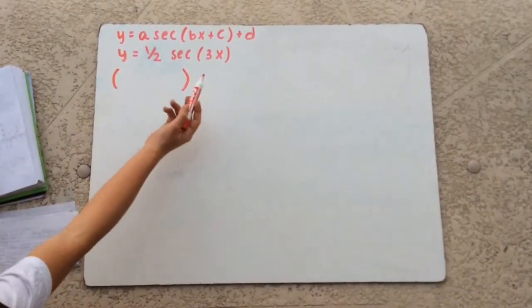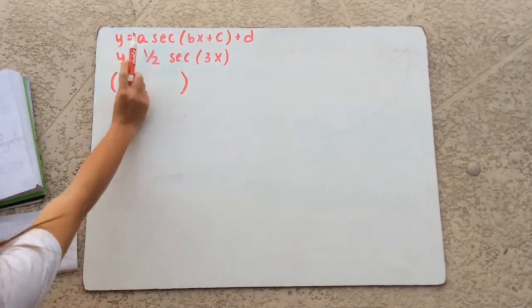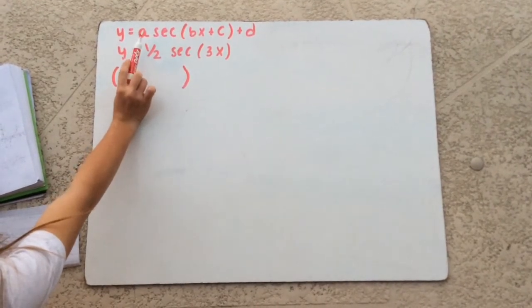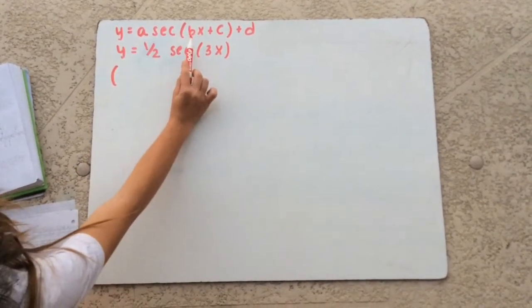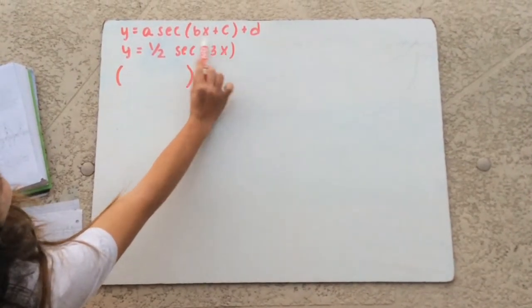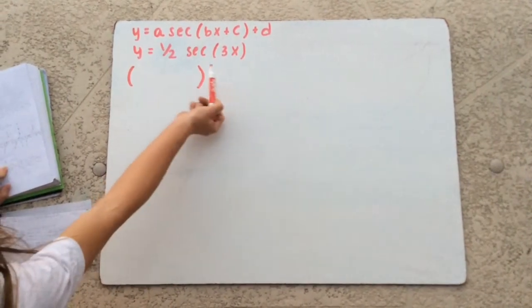This is the secant graph, also known as the inverse of a cosine graph. A here represents vertical compression and expansion. B represents horizontal compression and expansion. C is left to right shift, and D is up and down shift. This is our equation we're using.